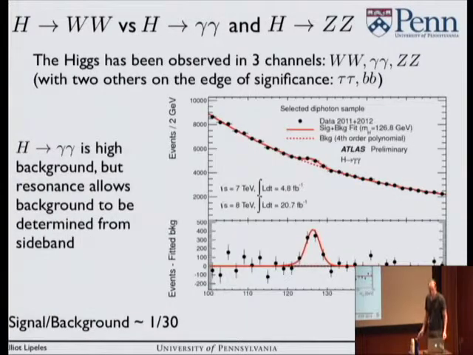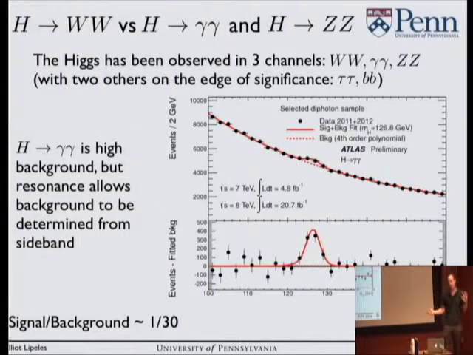If you go to gamma gamma, it's a different category. The gamma gamma signal is very small, and the background is very large, but you actually get good statistics in the end. The signal to background is over 1 in 30. So this is actually a very small bump here.